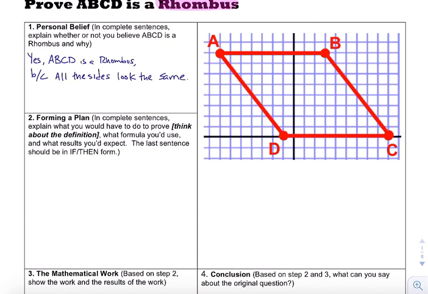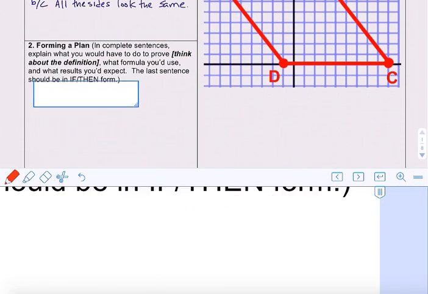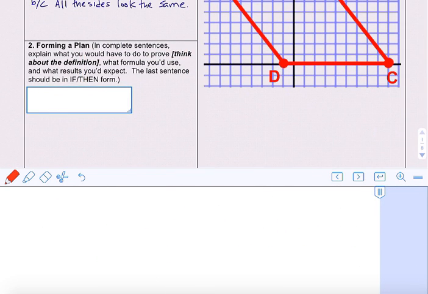So now we actually have to move into forming a plan. This is a formal part of writing a proof. We're not going to do anything here. We're just going to identify what we should do, and honestly, a couple of sentences should be more than enough.